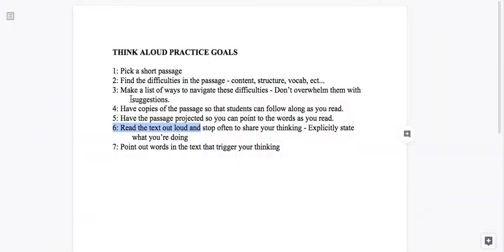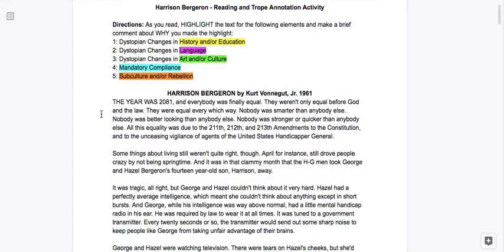Now, that shows you how to read the text out loud and to explicitly state what you're doing and why you're highlighting. And then I also showed you how you could point out words that trigger your thinking by putting on your student hat and referring to it that way. In terms of this, again, back to Schoology and having passages and having this stuff for students to be able to access. Through Schoology, you can record yourself reading this.